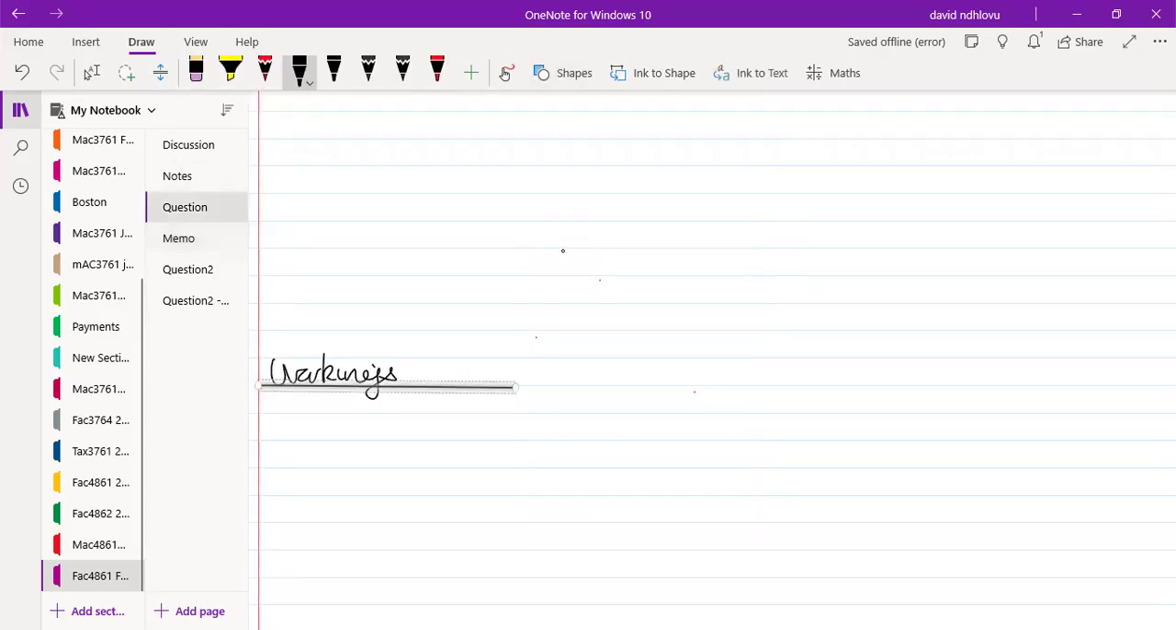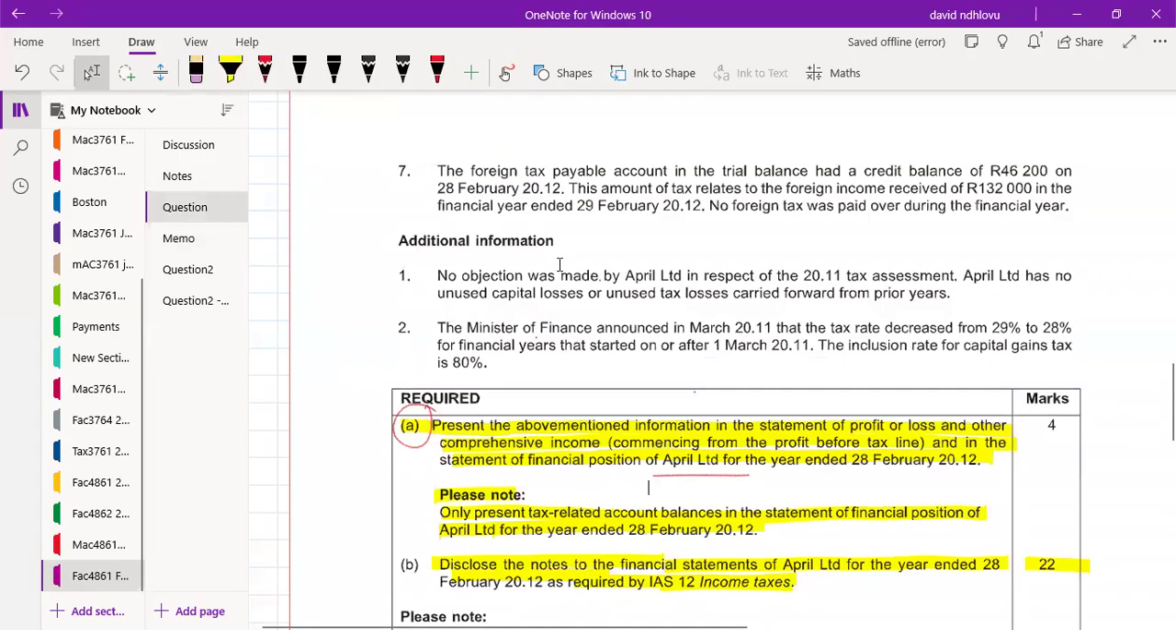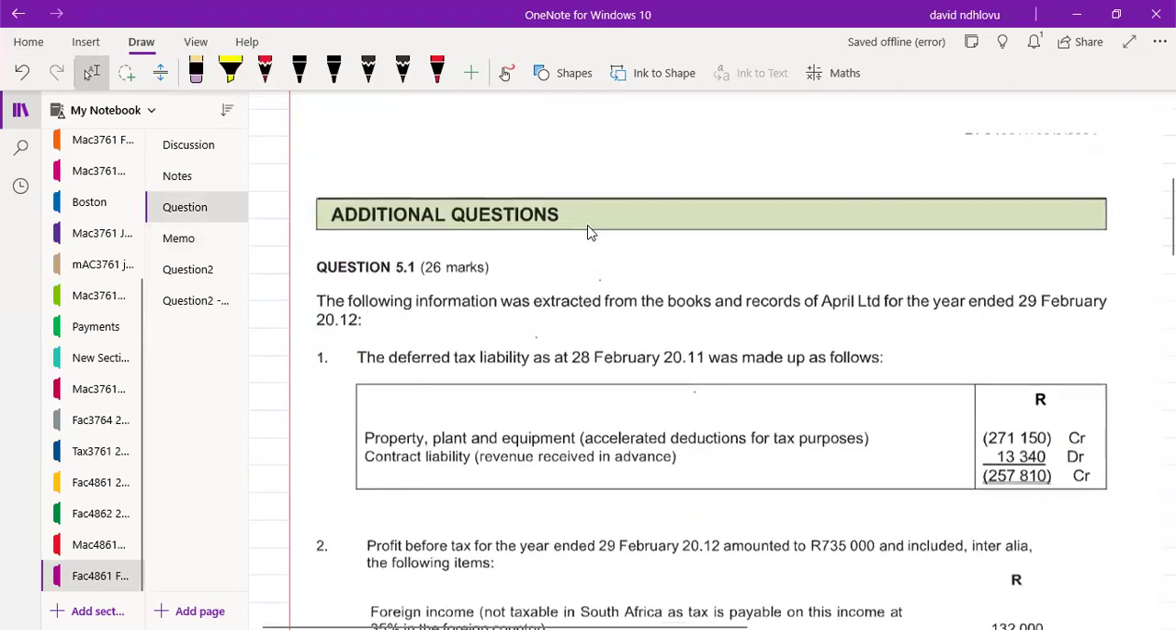Let's read the rest of the question. It says here, the following information was extracted from the books and records of April for the year ended 29 February of the year 2012. The deferred tax liability as of 28 February 2011 was made up of the following. So we are already given the deferred tax of the prior year.